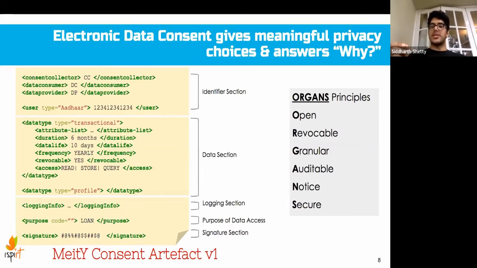So every time consent is created or data is shared, structured audit logs are generated. N is noticed. Just like when money leaves your account, you get notified, in the new paradigm, when data is shared about you, you get notified as well. And S is secure, so the end-to-end data flow is encrypted. So essentially this consent artifact on the left, which is a standardized description of consent, is generated by a new class of entities called consent managers, who are batting for the user, working for the user, and are the ones that users interact with.